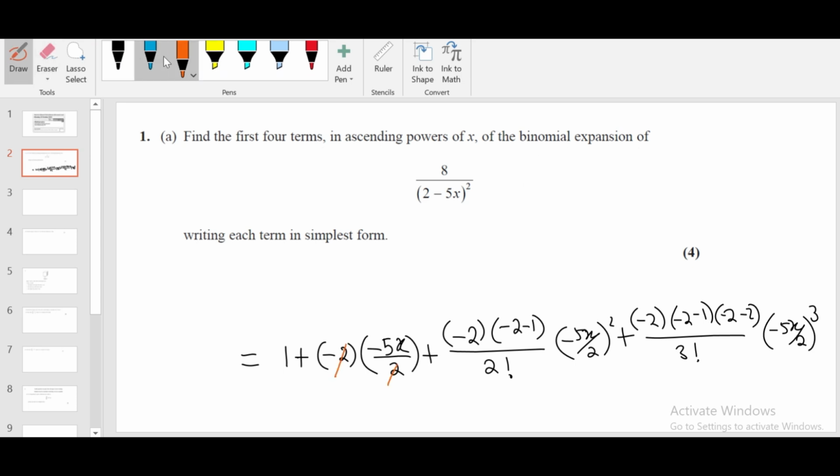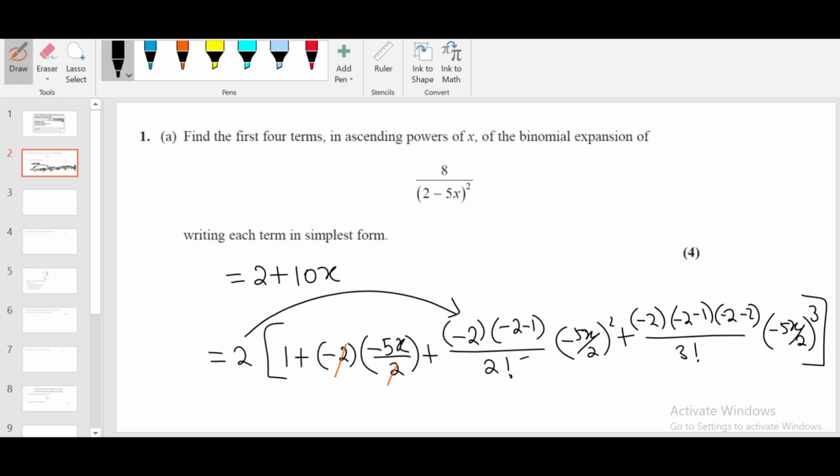So here the 2 will be cancelled, negative times negative is positive, so we'll get 1 plus, okay, there is a 2 outside the bracket. So when you multiply by 2, you will get 2 plus 5x times 2 is 10x. When you multiply these two, the 2 factorial and 2 will be cancelled. So you will get negative 3 times negative 2 is 6, which is basically, probably we can write one more step. This becomes 25 over 4, so everything is positive. 2 factorial and 2 will be cancelled. You will get 6 times 25x squared over 4.